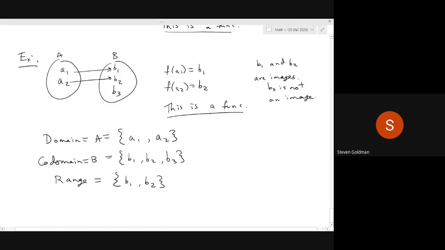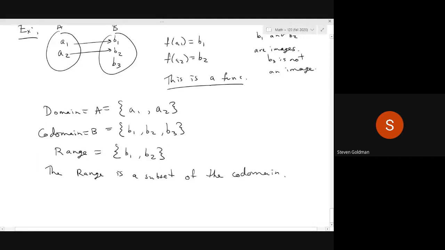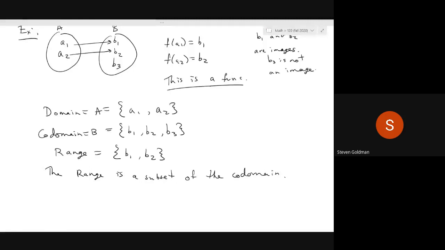So the range is really a subset of the codomain. It's the set of only those elements in the codomain that are images, that have pre-images. All right, any questions on any of these definitions?